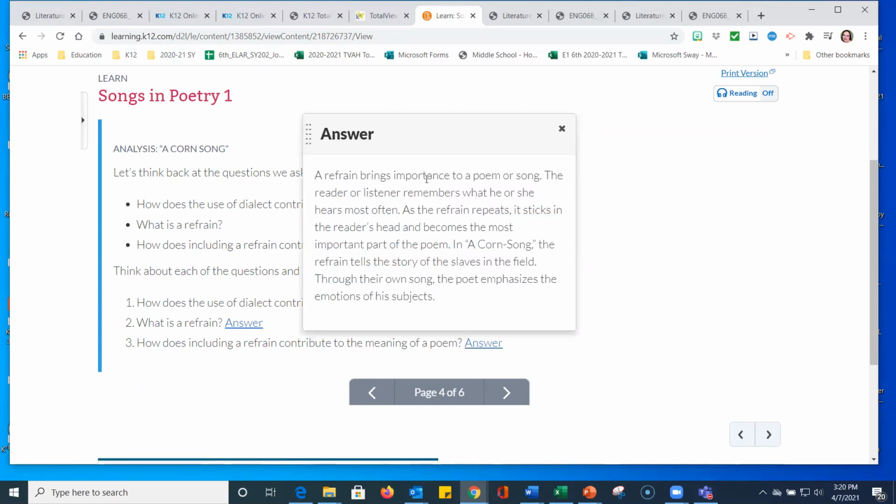A refrain brings importance to a poem or song. The reader or listener remembers what he or she hears most often. As the refrain repeats, it sticks in the reader's head and becomes the most important part of the poem. In A Corn Song, the refrain tells the story of the slaves in the field through their own song. The poet emphasizes the emotion of his subjects.